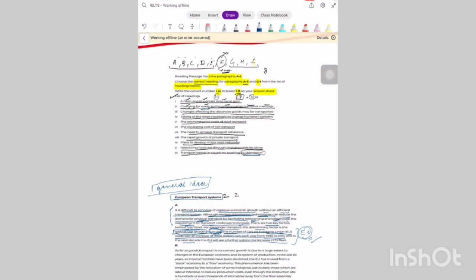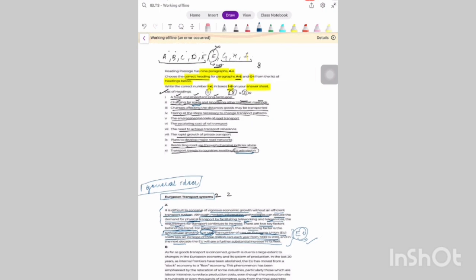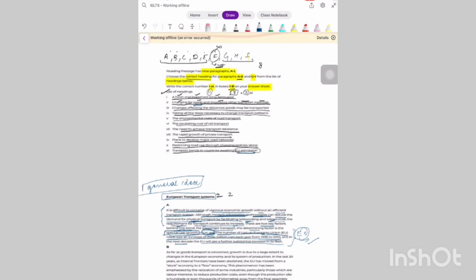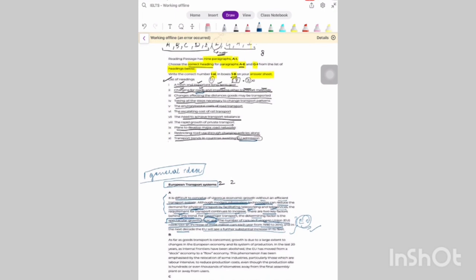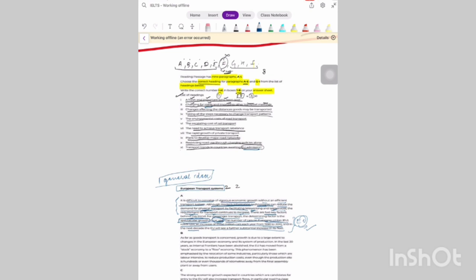A fresh and important long-term goal? I don't think so. Charging for roads and improving other transport methods? No, it doesn't talk about charging at all. Changes affecting the distance goods may be transported? I don't think so. Taking all steps? No. Environmental costs? No. The escalating cost of rail transport? It doesn't talk about that. The need to achieve transport rebalance, the rapid growth of private transport?